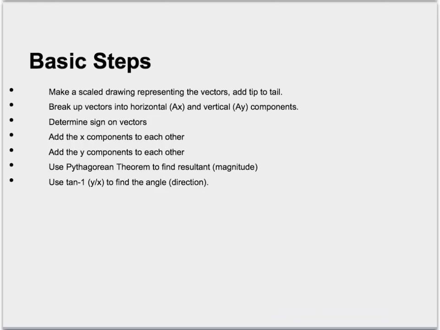So here are your basic steps. We're going to go through them one at a time on the future slides, but you're going to make a scale drawing. You're going to break up your vectors into their horizontal and vertical components. You have to determine which signs are positive and which are negative. You're going to add your x's and add your y's, and then you're going to use the Pythagorean theorem to find your resultant and the inverse tangent to find your angle.